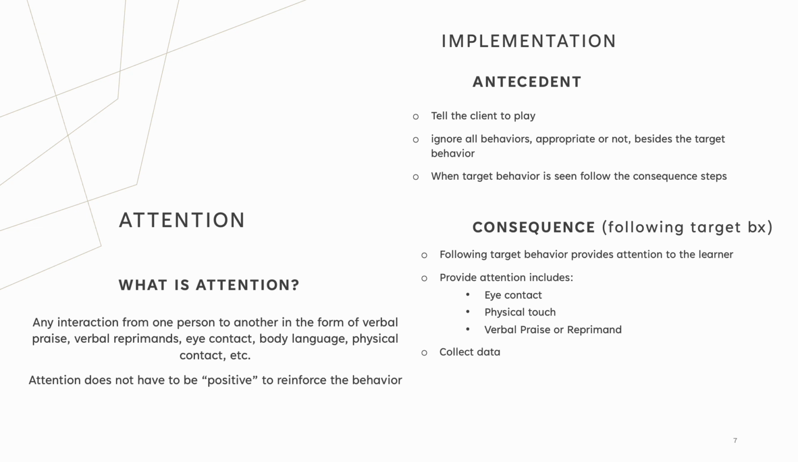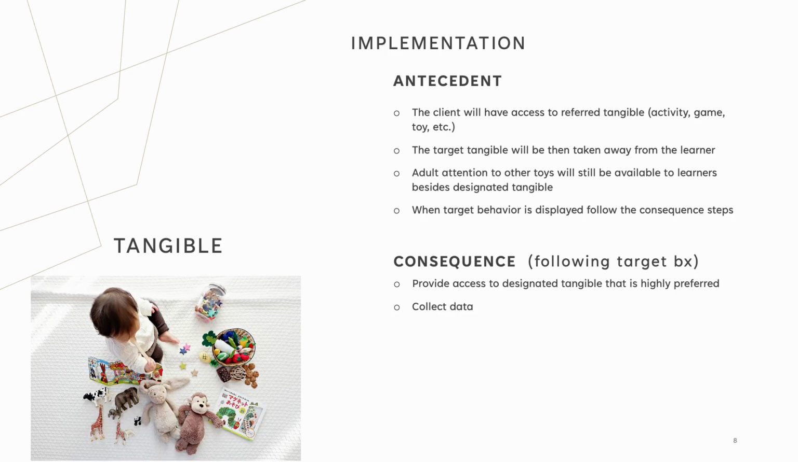The antecedent steps for this condition include telling the client to play, and during this you are ignoring all behaviors, whether appropriate or not, besides the target behavior. When the target behavior is seen, we follow the consequence steps. First, you provide attention. This could be eye contact, physical touch, and verbal praise. Typically, you would like to provide all three. And then you want to take the data that is collected from this interaction and map it for later consideration.